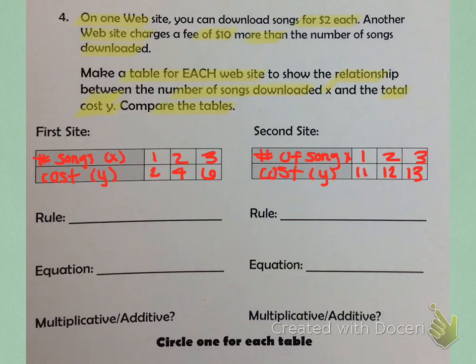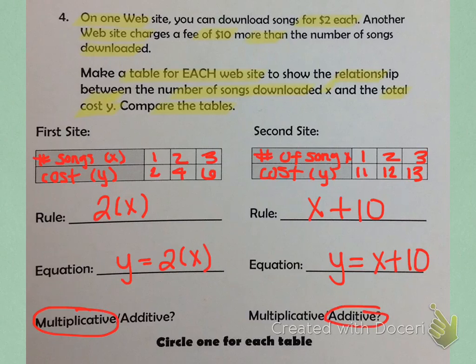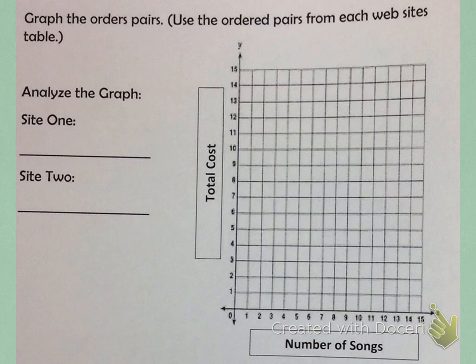I would like you to find a rule and equation and tell me if these are multiplicative or additive. Please press pause now. Okay, here is your rule and equation for both of the sites. We are going to use these numbers to graph our ordered pairs on this table. Okay, so I would like you to graph both lines on this same graph.